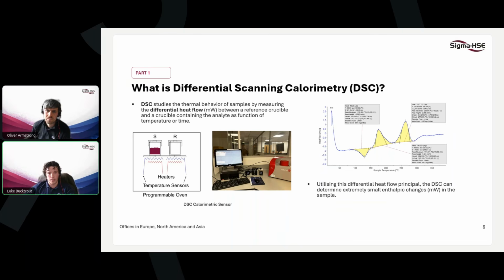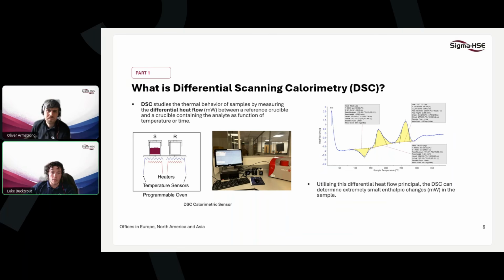Yes, TGA, or thermogravimetric analysis, measures a mass loss from a sample over a temperature range. This can include measurements of loss of water, so moisture percentage, which can be important for quality control, but it can also measure the amount of gas produced in decompositions.